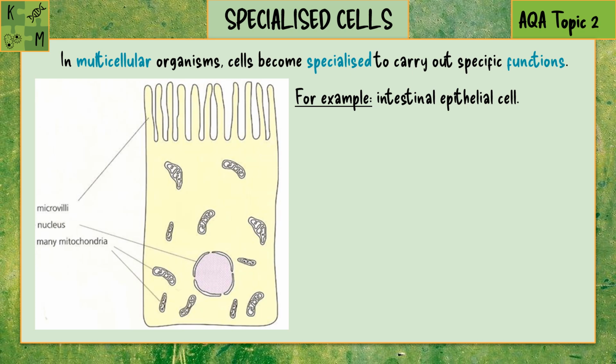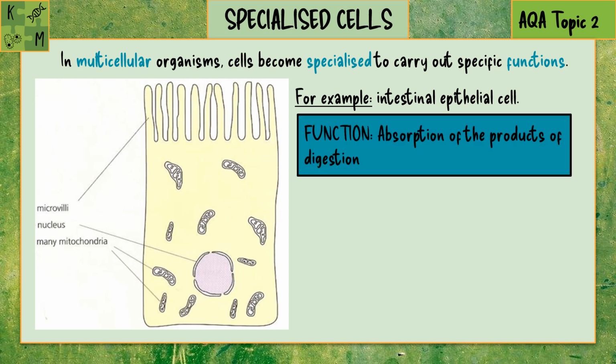So what we need to do is look at the image that we're given or the description and look at the organelles it contains. Think about the function and how the structure links to the function. So the intestinal epithelial cell, its main job is to absorb the products of digestion. So what is it in that structure that makes it useful for this function?